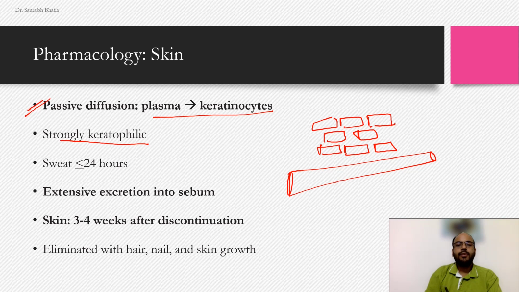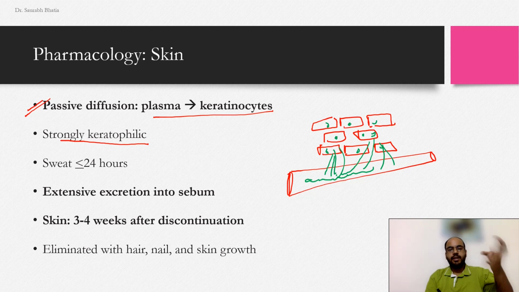So when itraconazole comes inside the blood vessel, it will diffuse out passively into the keratinocytes, and because it is highly keratophilic, it gets accumulated inside the cell and stays there by attaching itself to keratin. That is how the majority of the drug after intake stays at the site of action. Now it is detected within 24 hours in sweat. But even despite this early detection in sweat, the excretion of itraconazole is very minimal.